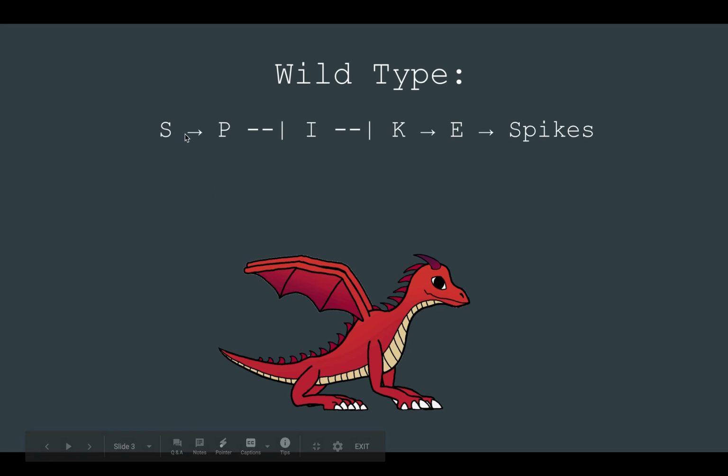That is because the S activates the P. The P then represses the I, so the I cannot repress the K. So the K is free to activate the E, and the E is free to activate the spikes.